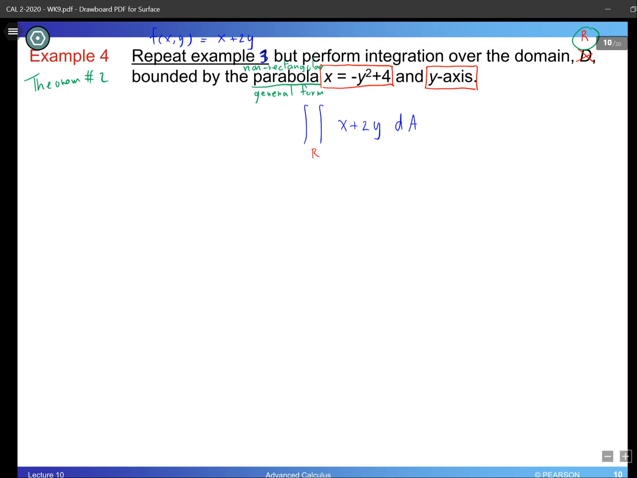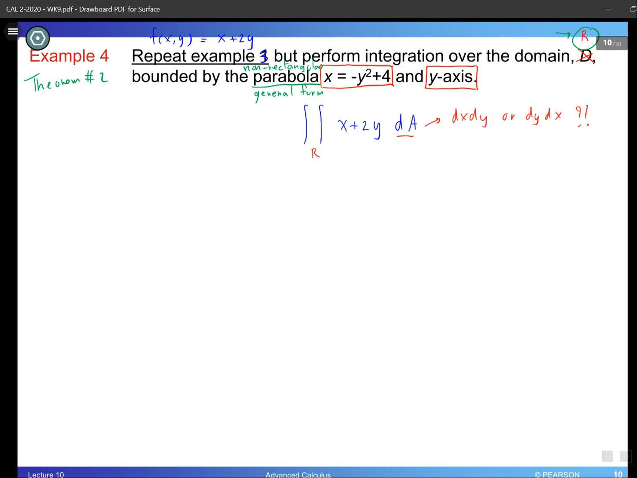As you know, when it comes to Fubini's theorem number 2, we need to find out whether dA is going to be dx dy or dy dx, because the order of integration matters here. So the first question is whether this dA is going to be dx dy or dy dx. That is the question. Which one is more suitable in order to solve this example? In order to answer that, we need to know the type of this R right here.